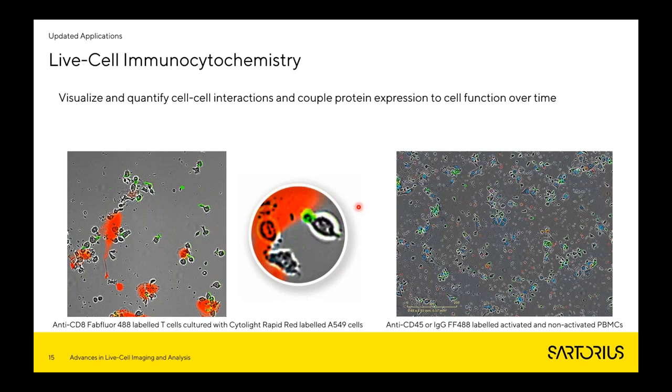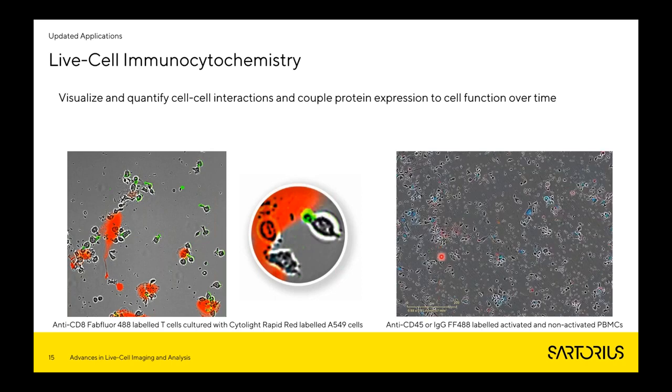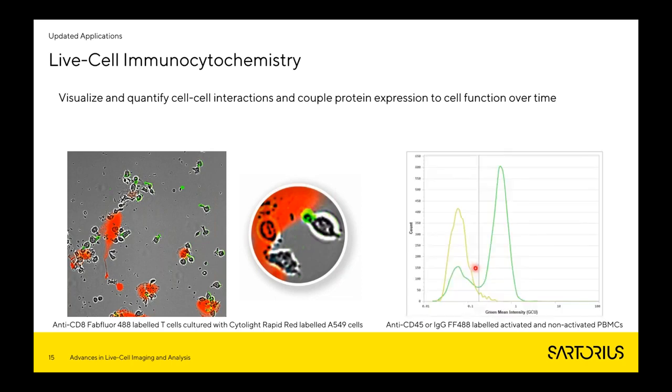Here we have anti-CD45 labeled with Fabfluor 488. So here we're labeling the hematopoietic cells. So we can see these green objects are our hematopoietic cells. And then we've compared that to an IgG isotype control, and we see no meaningful signal. We can then plot this, and we can see those two different populations. We can see our CD45 positives, and we can see that with the isotype control, we're not getting much in the way of meaningful signal.